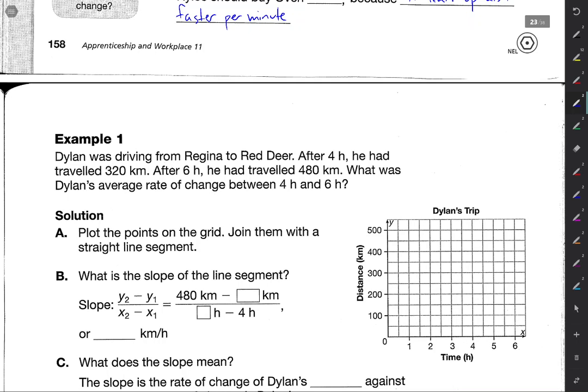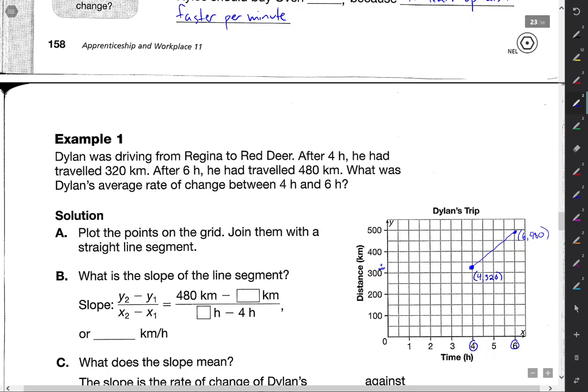So first thing we're going to do is we're going to plot the points on the grid and then join them with a line segment. So after 4 hours, he traveled 320 kilometers. So I'm going to go to 4 here and then 320, which would be approximately here, and we'll put a dot. So I'll label that coordinate 4 and 320. And then our other one will be at 6 hours and 480. So 6 hours is here, and we'll go all the way up to 480, which will be approximately here. So 6 and 480.